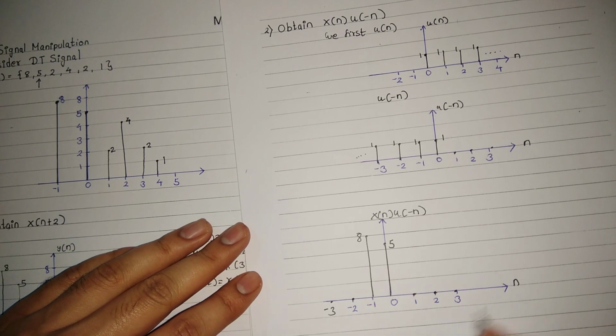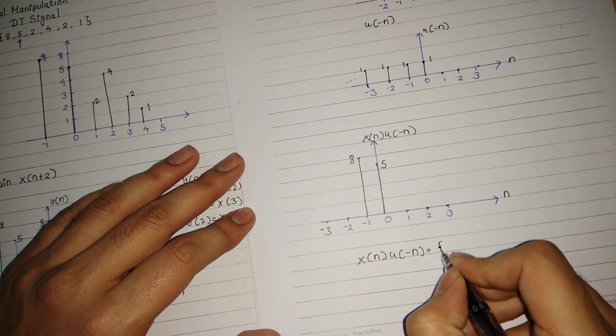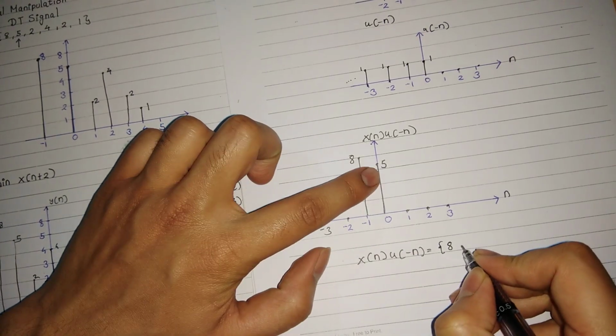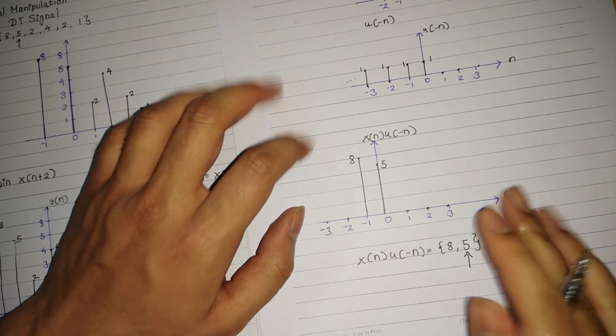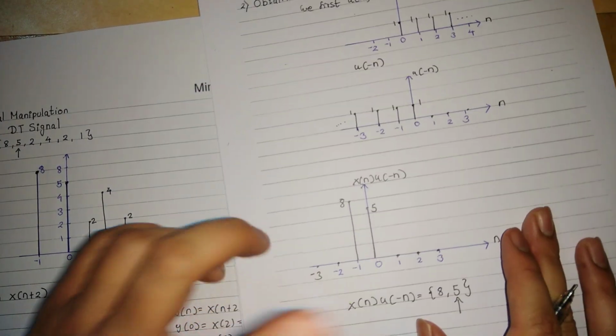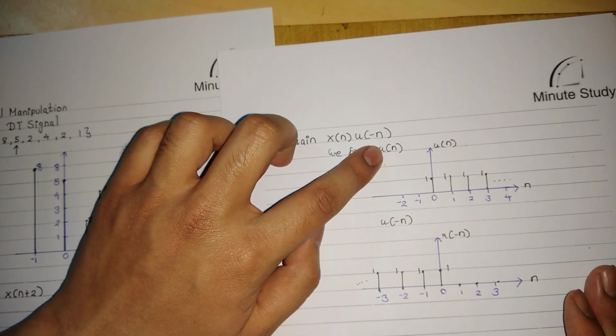And let's represent this graphical representation in a sequential form. That is my x of n into u of minus n is equal to 8 and 5, where 5 is my origin. So this is what we get after performing x of n into u of minus n.